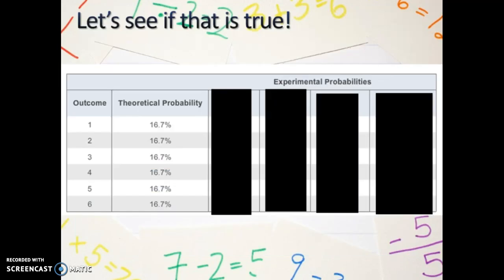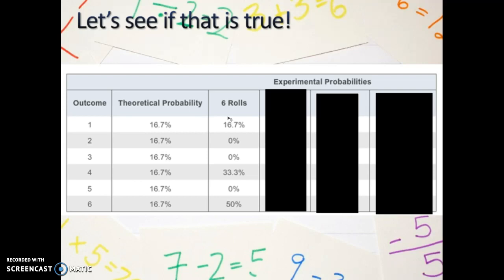So let's see if that's true. Here I have an experiment. If I'm rolling a die, I have 6 possible outcomes. So there is a 16.7% chance that I will roll each number on that die, right? You have an equal amount of opportunity to roll each number. If I do 6 rolls, let's say I get 1 one, no 2s, no 3s, 2 4s, no 5s, and 3 6s. Okay, so my 1 is correct, but none of my other numbers match up.